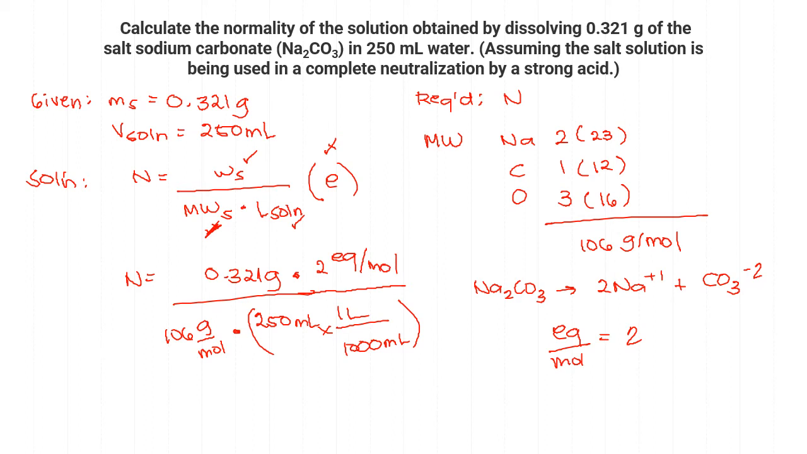Let's see if all our units will cancel out. Grams, mole, ml, and the remaining units will be equivalents per liter. I'm giving you 20 seconds to calculate for the answer. Therefore, the normality of our solution is 0.0242 equivalents per liter.